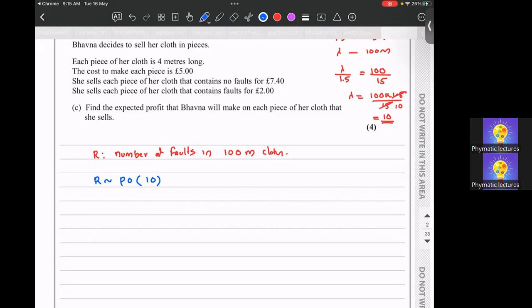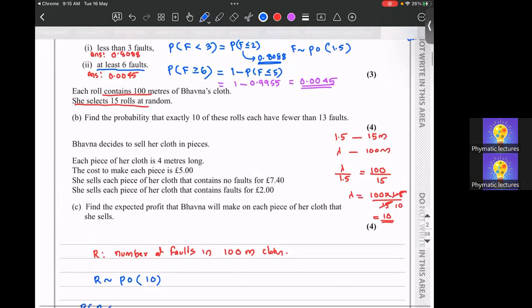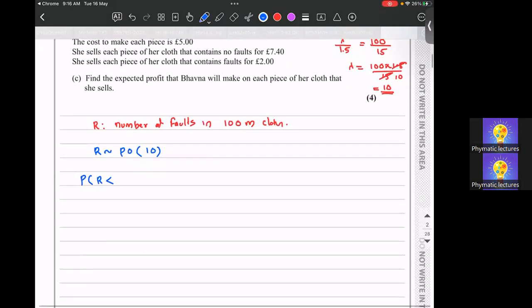Now you can calculate the probability of R less than 13, because we have to find the probability that exactly 10 of these rolls have fewer than 13 folds. So what is the probability of R less than 13? Probability of R less than 13 means what? Probability of R less than or equal to 12.